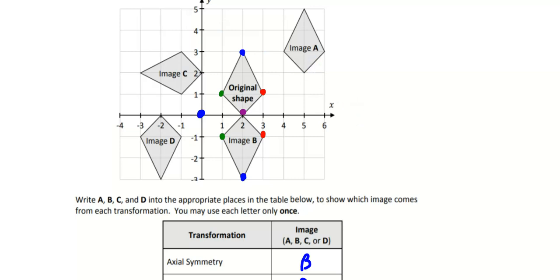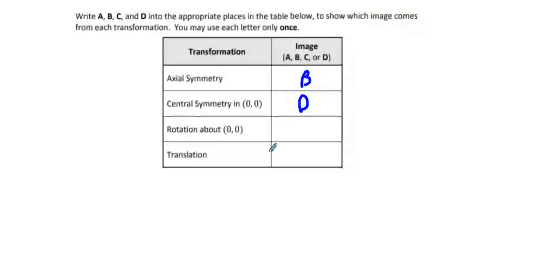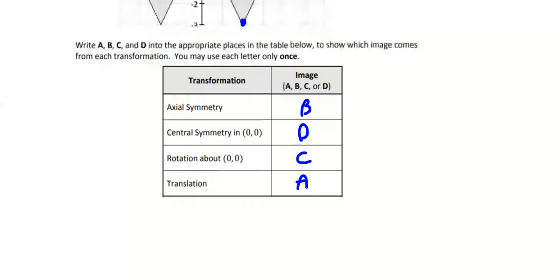Image D is a translation. So basically, a translation is where you move all points the same direction and the same amount. So you imagine this purple point here goes 3 points to the right, 2 points up. Take the red point, 3 to the right, 2 up leads it here. Take the green point, 3 to the right, 2 up, and finally take the blue point, 3 to the right, 2 up. You can see that image A is definitely translation. So rotation about 0, 0 would have to be C by process of elimination.